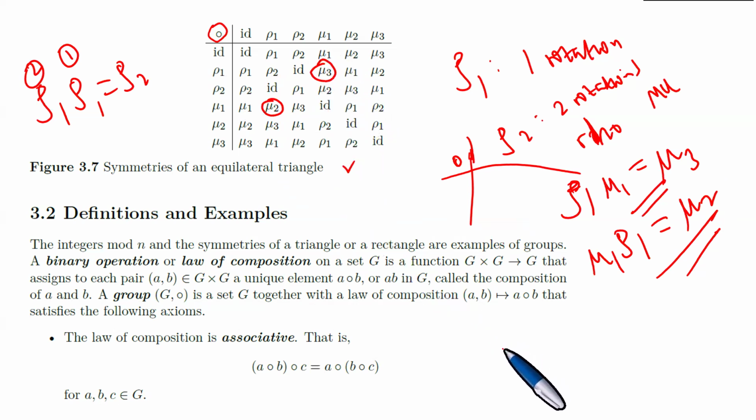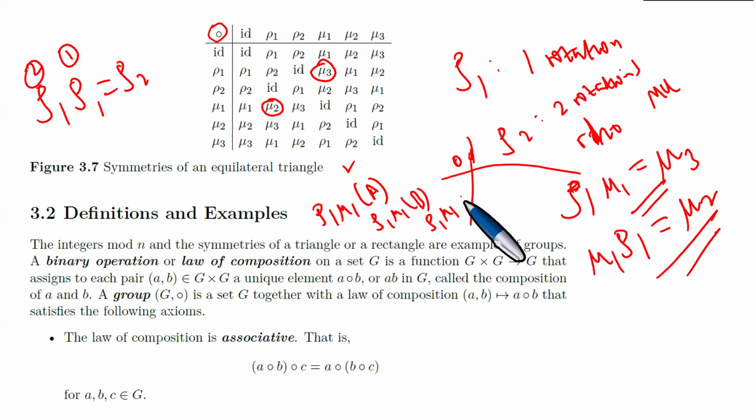As a consequence, we were able to see how these are the case. How do you know that rho 1, mu 1 is mu 3? You test these things. You do rho 1, mu 1 on the vertices A, B, and C, and then you see the images, and you see exactly that it takes us to a given permutation.